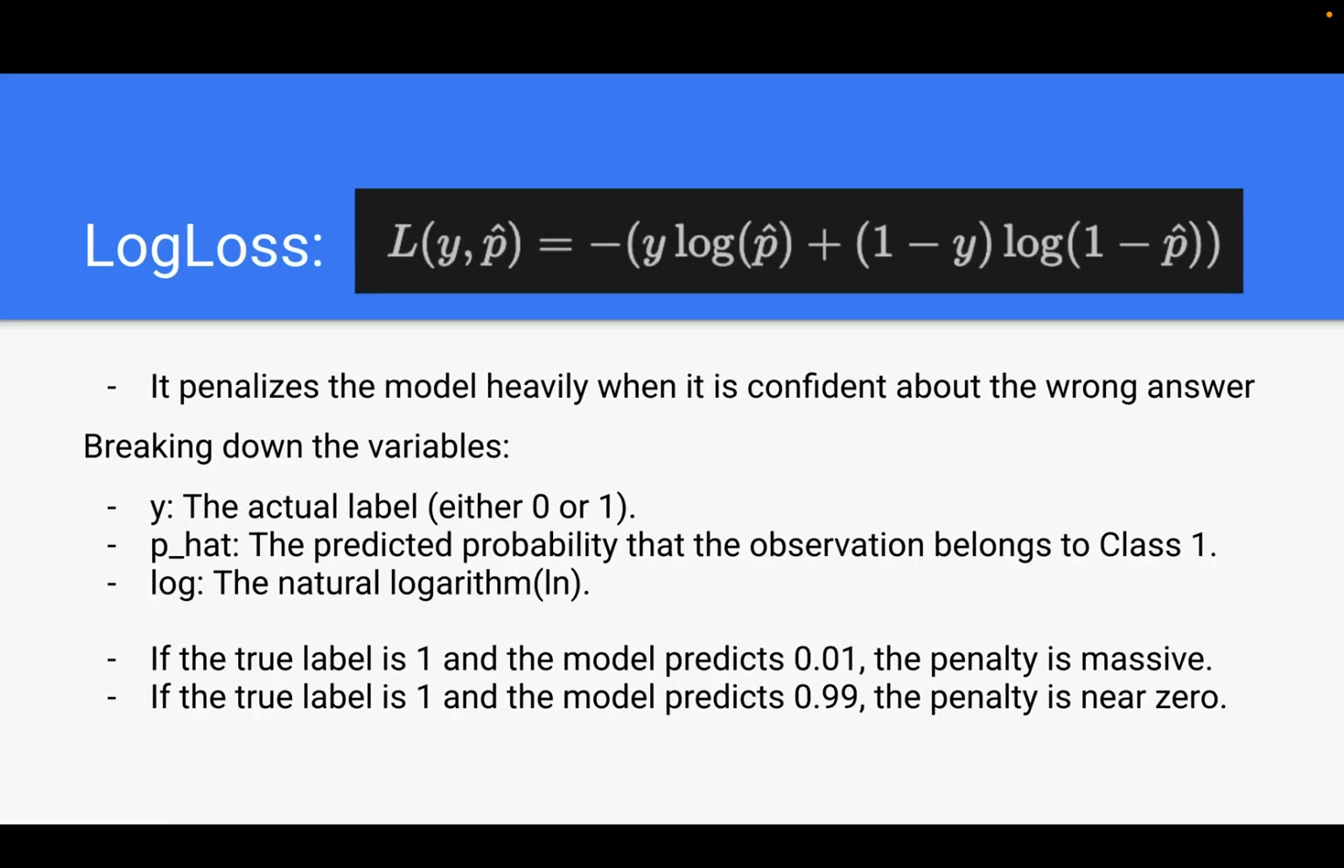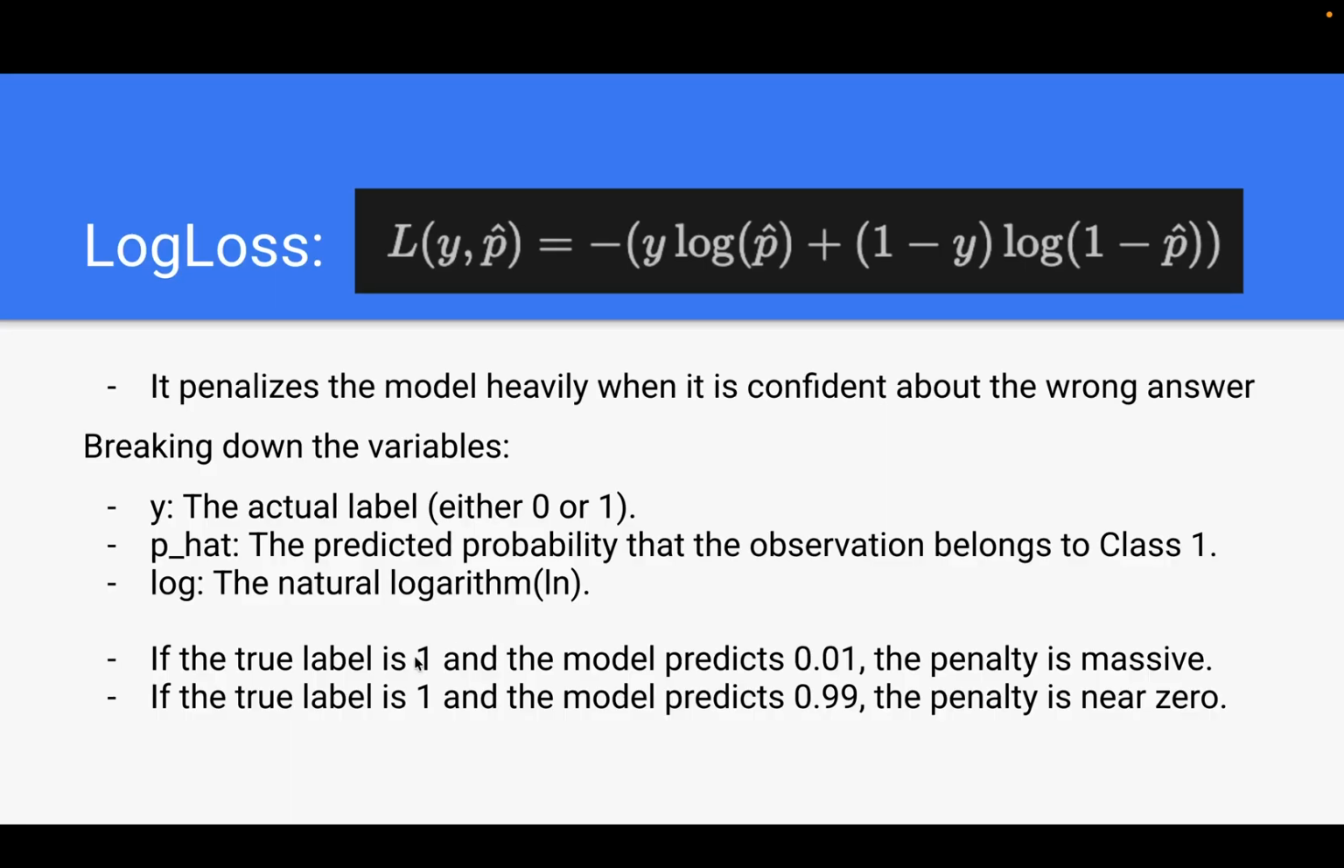So how does logistic regression learn during the training phase? That's where log loss comes into the picture, which is represented by this equation. L of y comma p hat is equal to minus of y log of p hat plus 1 minus y log of 1 minus p hat. So the key idea here is that the log loss penalizes the model whenever it is confident about the wrong answer. We can break down the variables as y is equal to the actual label, p hat is the predicted probability for a specific class, and log is nothing but your natural log.